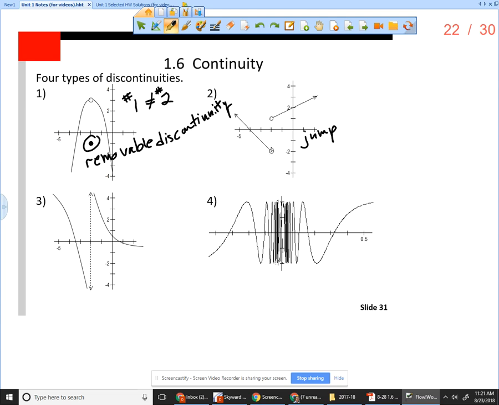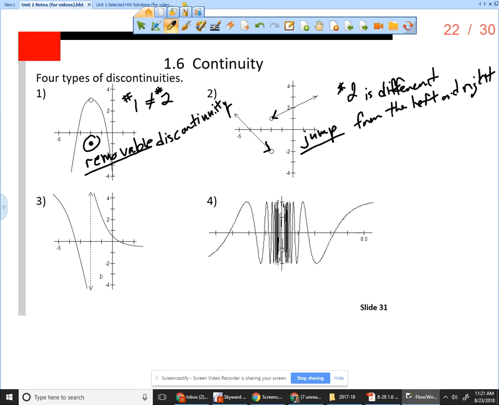So what does that mean? How would we recognize a jump discontinuity? Well, the limit from the left and the limit from the right are approaching different values. So we could say that number 2 is different from the left and from the right. So that's number 2. We have removable, jump.